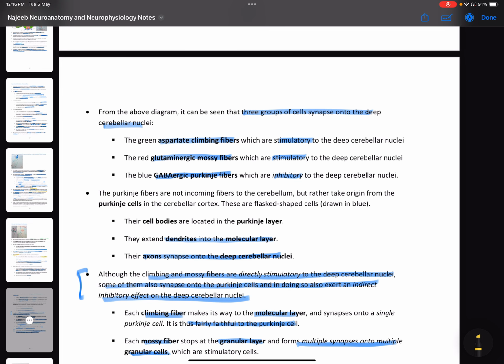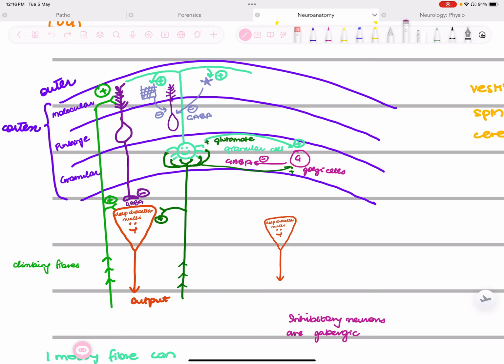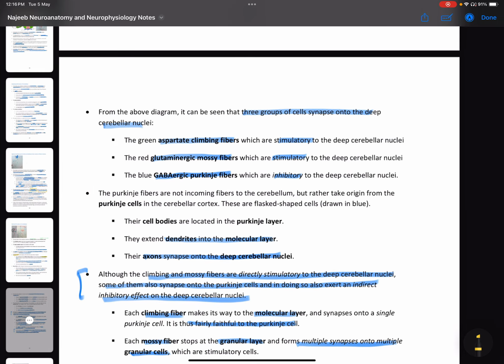The blue GABAergic Purkinje fibers are inhibitory to the deep cerebellar nuclei. So you can see these are Purkinje fibers, which are here in purple color. You can see they are inhibitory to the deep cerebellar nuclei. So the climbing fibers and mossy fibers are stimulatory, and the Purkinje fibers are inhibitory. So those are the three things we've covered. The Purkinje fibers are not incoming fibers to the cerebellum, but rather take origin from the Purkinje cells in the cerebellar cortex.